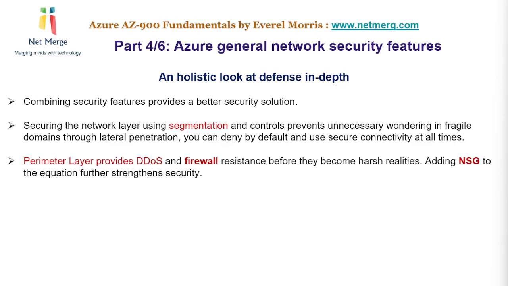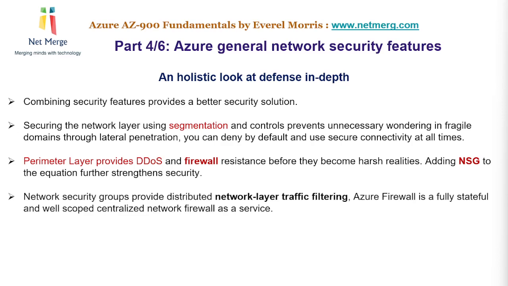Now at the perimeter layer, you have DDoS protection. I explained that you get firewall resistance as well before they become actual realities. You're adding NSG to the puzzle where you have more control inside. So if you penetrate the perimeter level, you penetrate the physical security, you penetrate the identity, you penetrate the firewall, you still have internal security as well with the NSG and more identity. So you get an idea of how complex it is to really penetrate systems inside the cloud nowadays, especially in Azure. So Network Security Group provides distributed network layer traffic filtering.